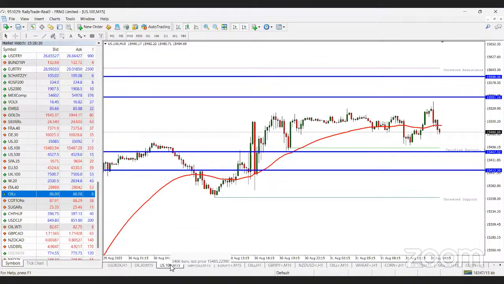For those people who are scalping on US 100, selling on US 100, you will be on little profits now. I've said that you can scalp on US 100, and those who are scalping are already in profit. But for those who want to wait, you're waiting for 15,440 to sell to 15,410. You can also wait for price to break 15,550 to buy to 15,590.